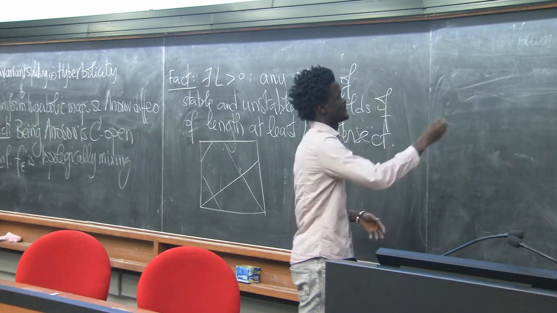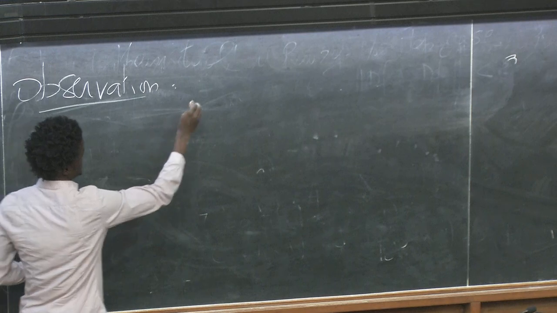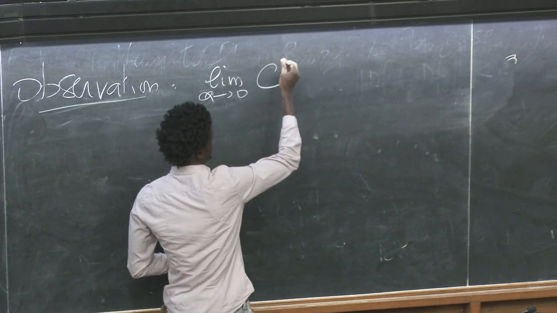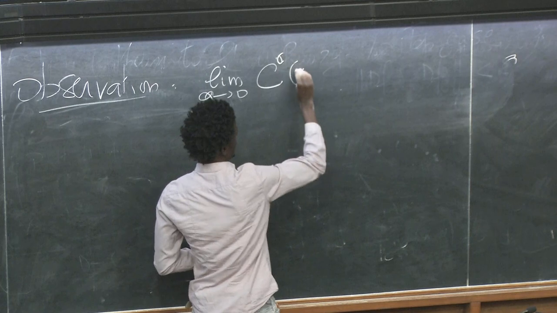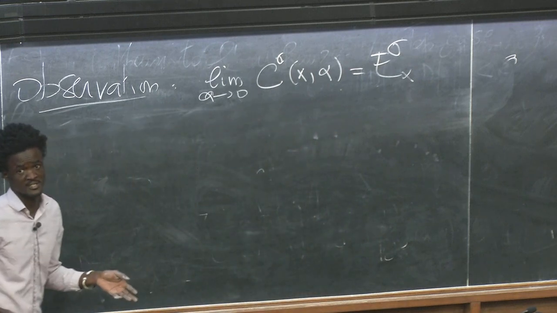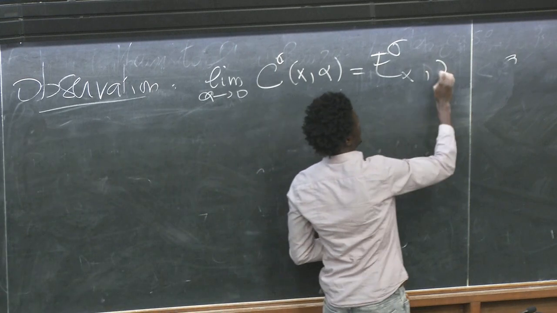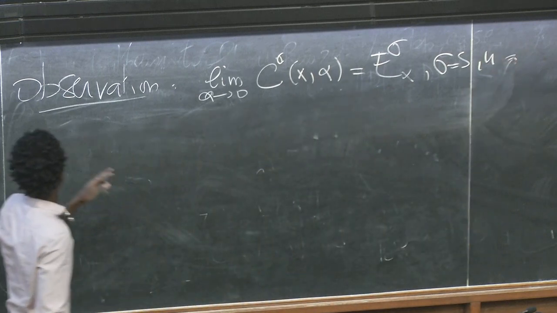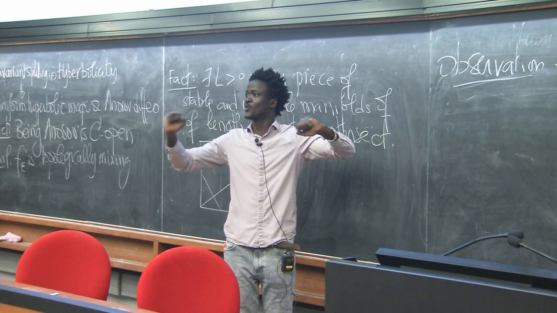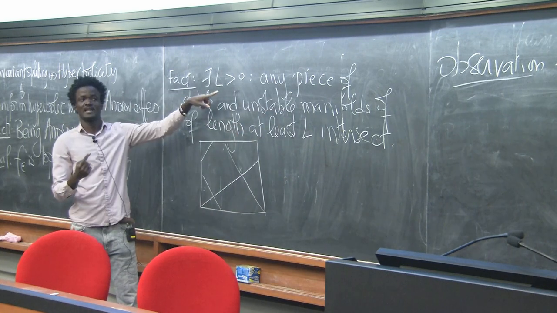So there is also this observation. The observation is that if you take the limit, when alpha goes to zero, of C^S_alpha(σ, x), you get exactly E^S(σ, x). This is trivial, right? Like, this cone is around E^S for σ equals S. So what I derive from this property is that now I can fix an alpha such that any two pieces of curve that are tangent to the stable and unstable cone respectively, of a certain length, will intersect.